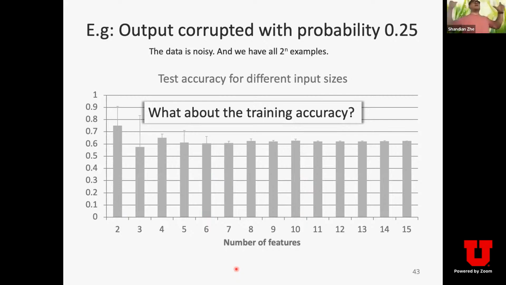It will still be 100%, right? Remember, the decision tree can learn arbitrary Boolean functions. Even if your labels get corrupted, it still corresponds to some Boolean function, and it can perfectly learn that Boolean function. That means if you test your learned decision tree on that particular corrupted training set, it will still give you 100% accuracy.